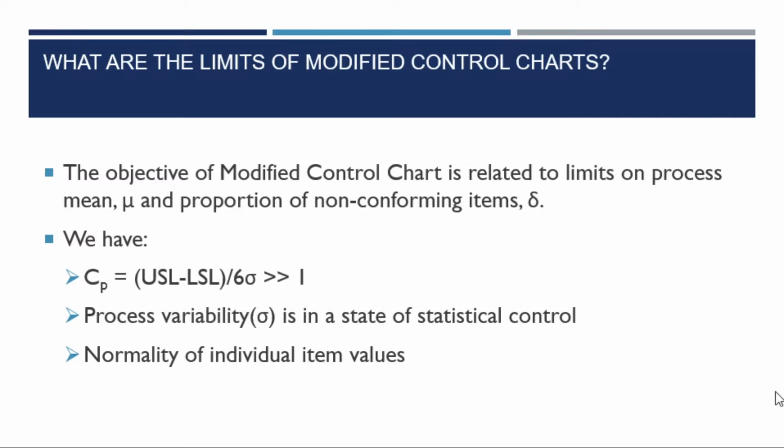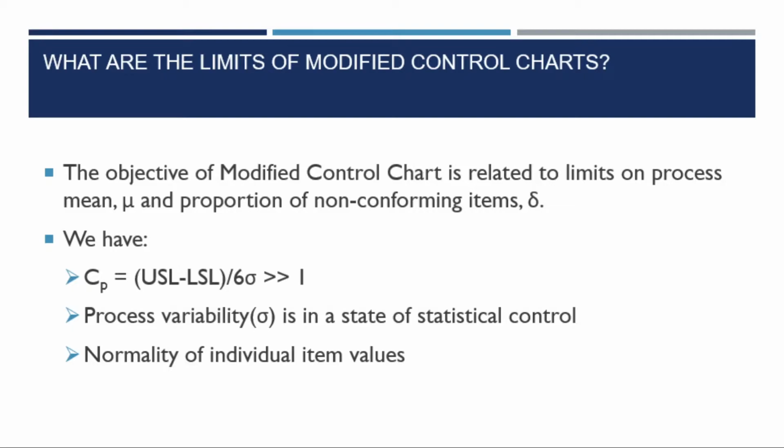Thank you, Yagyan. Now, I would like to discuss about how to obtain the limits of a modified control charts. Now, our objective in this presentation is related to putting limits on the process mean mu such that the proportion of non-conforming items is restricted to delta. Now, in the process of arriving to the expression for control limits of a modified control chart, it is necessary for us to highlight some important considerations that we need to make.